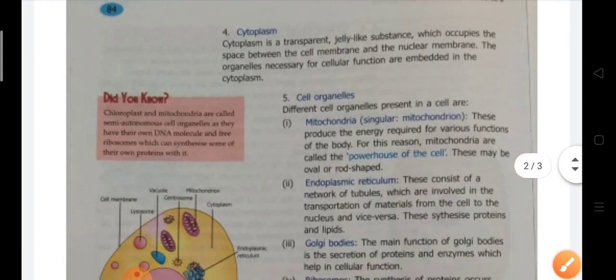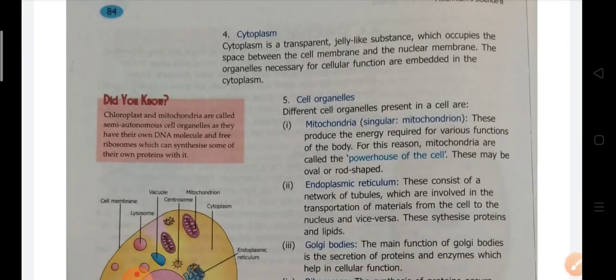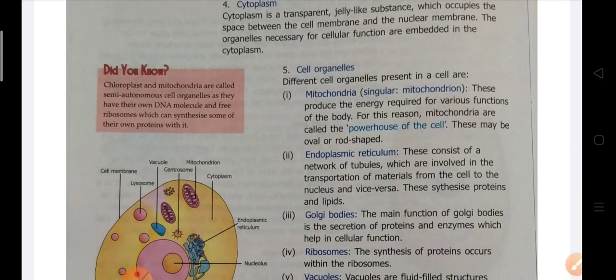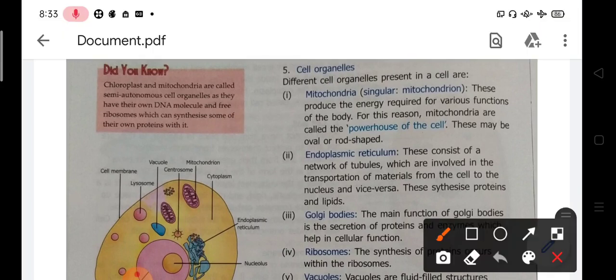Now we come to cytoplasm. Cytoplasm contains many different cell organelles present inside the cell. Just now I told you about it. Now, what are the different cell organelles and what is their role or function? Now look over here, cell organelles. So the different cell organelles present in the cell are, number one, mitochondria.